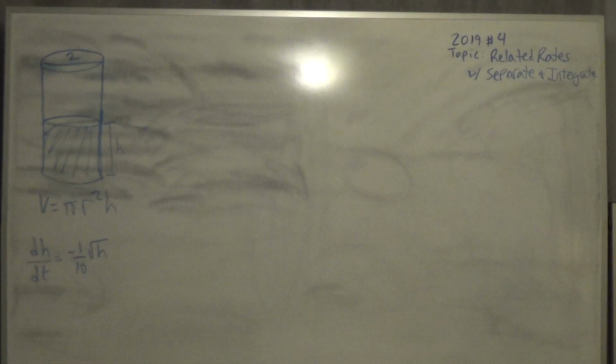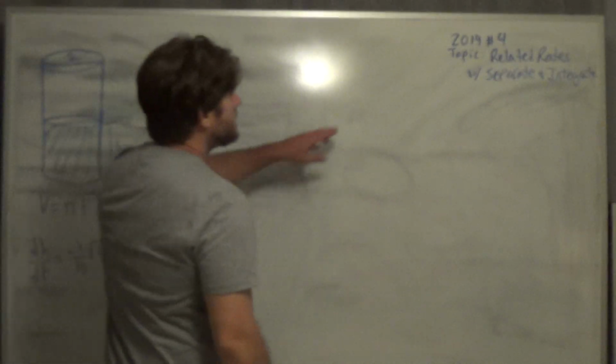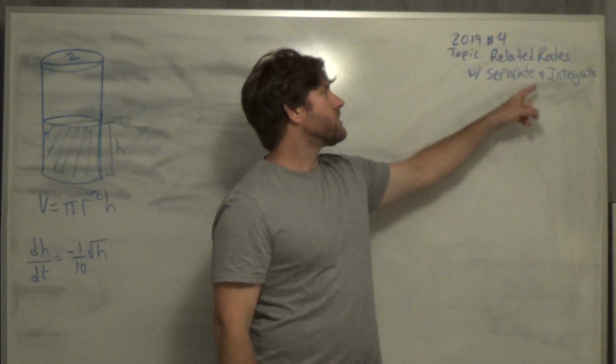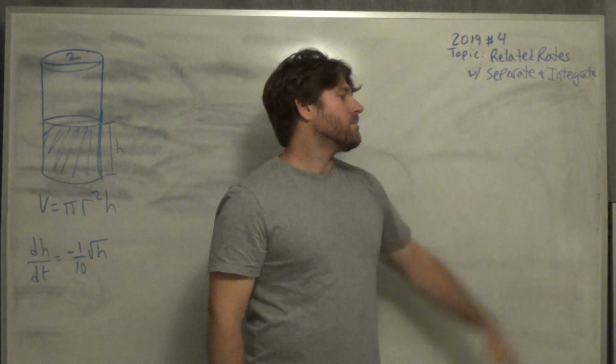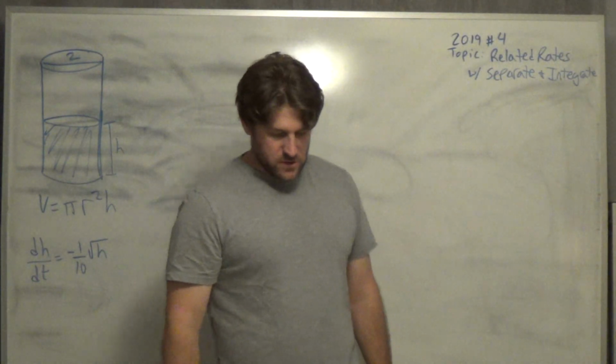Hi AB Calculus students. This is the 2019 test, question number 4. It's a separate and integrate question by the time you get to part C. Part A and B has more to do with related rates.